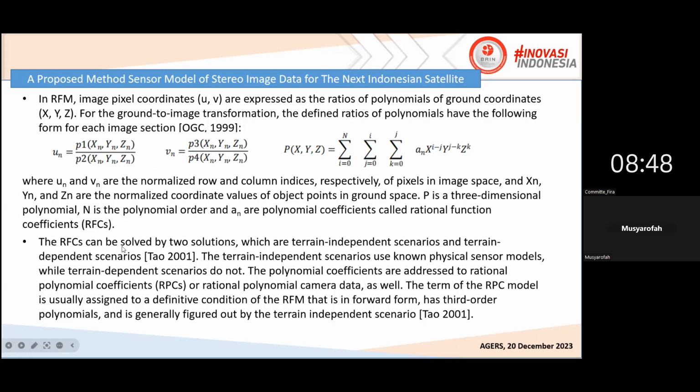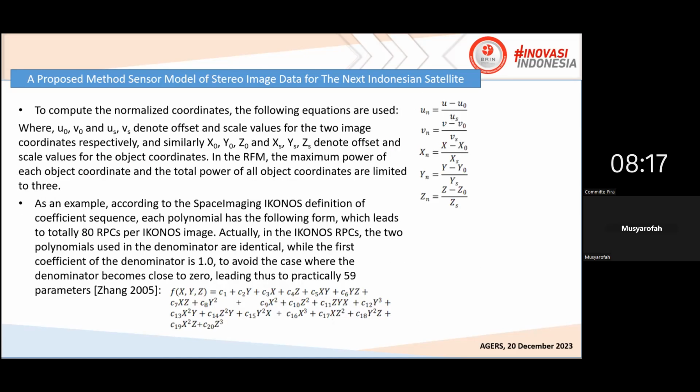RFC can be solved by two solutions, which are the terrain-independent scenario and the terrain-dependent scenario. The terrain-independent scenario uses a non-physical sensor model, while the terrain-dependent scenario does not use a physical sensor model. The polynomial coefficients are addressed as rational polynomial coefficients as well. The term RPC model is usually assigned to a definite condition of the RFM that is in forward form and has third-order polynomials, and is generally figured by the terrain-dependent scenario.